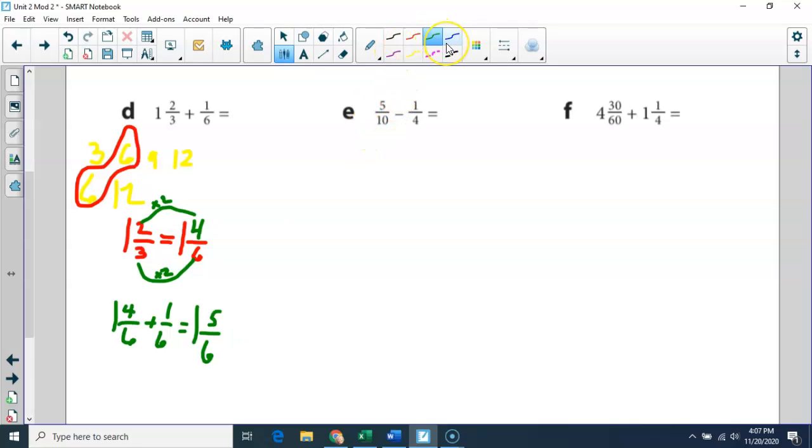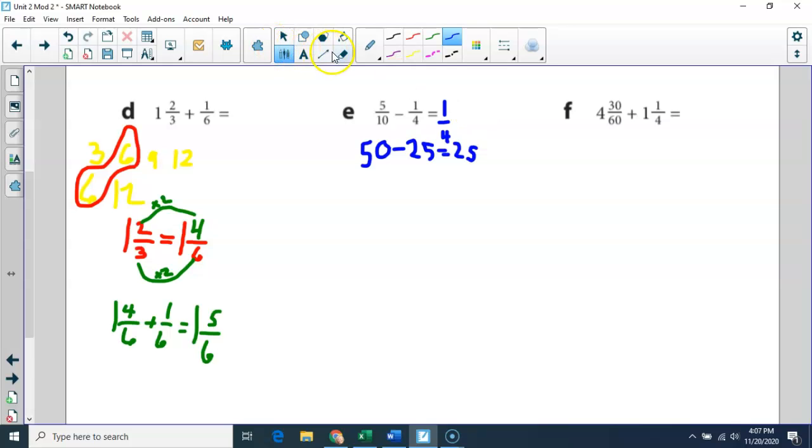For E, those of you that sent me pictures of your work last week, I noticed a lot of you used money here. Okay, money would have worked fine. So let's just start with that. A lot of you noticed that 5/10 was 50 cents, and 1/4 of a dollar is 25 cents. And so 50 cents minus 25 cents is going to give you 25 cents. And you knew that 25 cents was 1/4 of a dollar. That's how simply you solved that, okay?